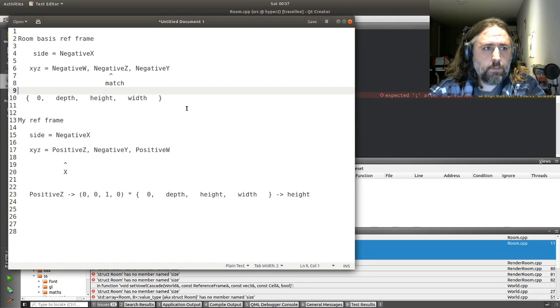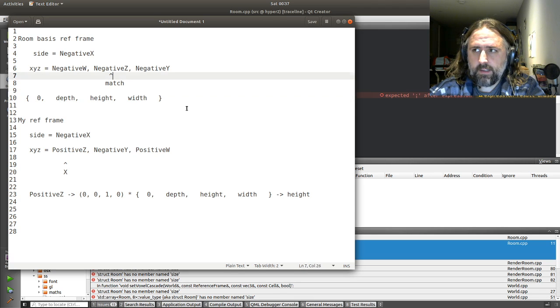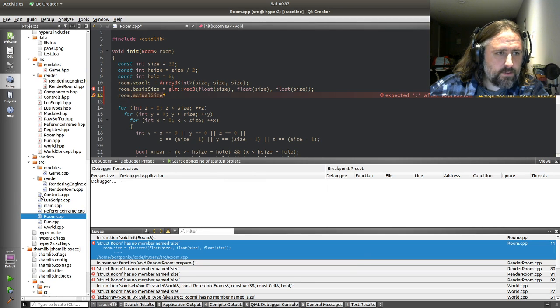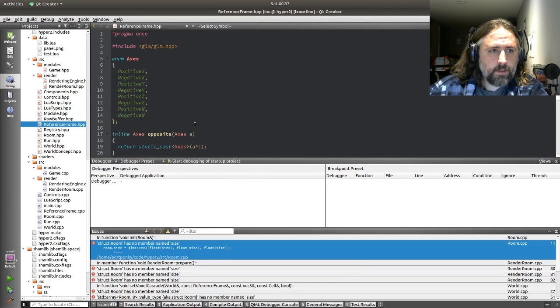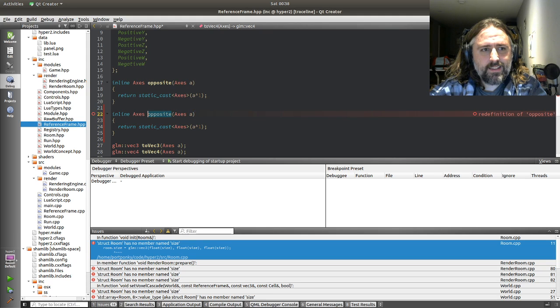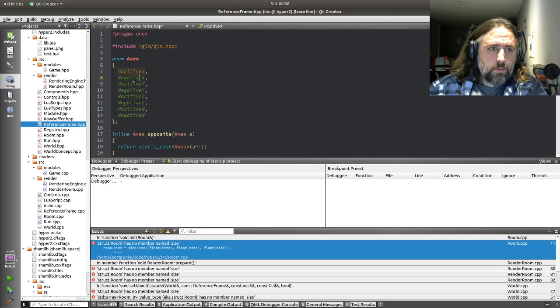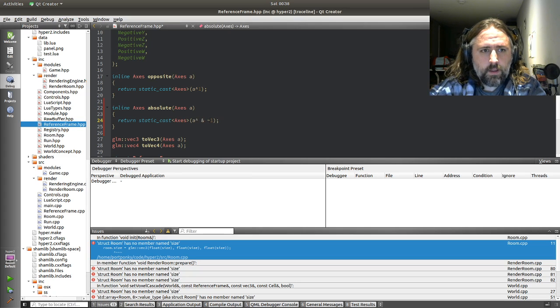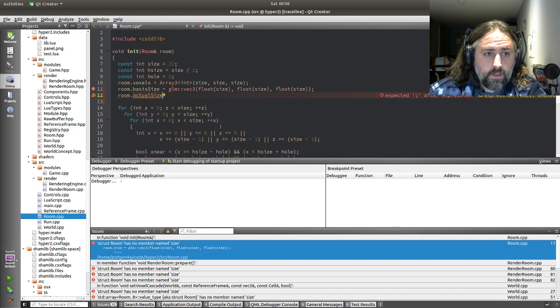Now, going back to this, how would we generate this? It's really width times the X reference frames. Let's just say positive version. Do I have a way of making a reference frame axis positive? I've got an opposite function. Let's make an absolute function as well. It's an easy absolute. So 0, 1, 2, 3, 4, 5, 6. We need to get rid of the first bit. So there we go.